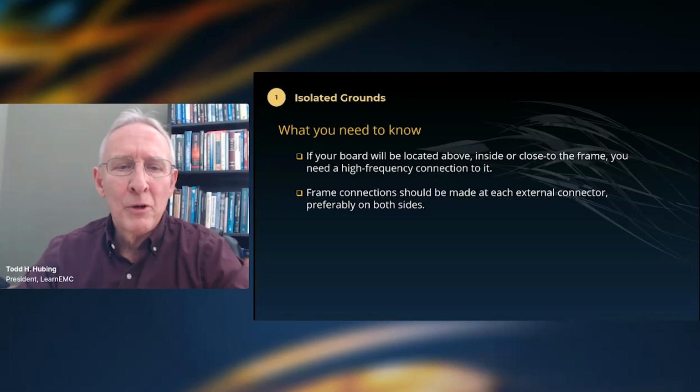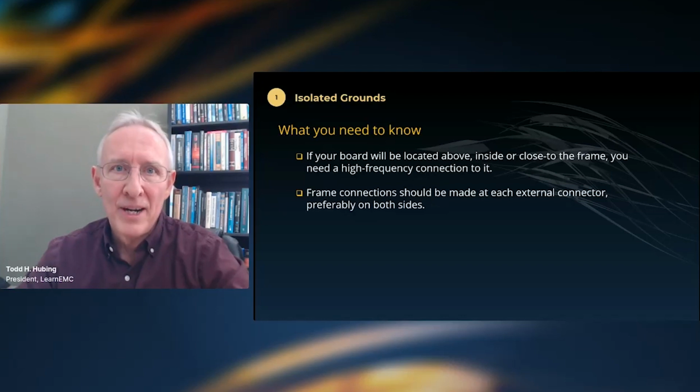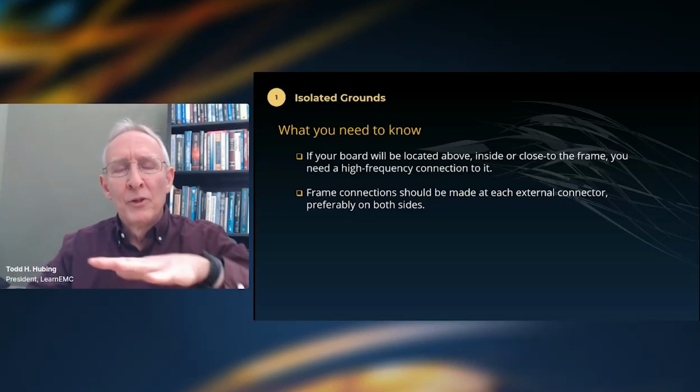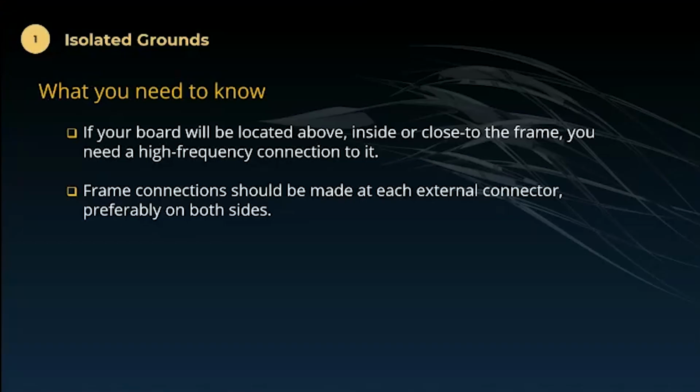So there are really two cases. If you design a circuit board that's going to be located above, inside, or close to the frame, the frame being your EMC ground, you can't ignore that frame. You can't isolate yourself from that frame. Because if your board has a voltage that's different from the frame's voltage, that's more than a millivolt at any given radiated emissions frequency, you're going to fail radiated emissions. The best way to prevent that, really the only way to prevent that if you're mounted very close to the frame, is to connect to it.